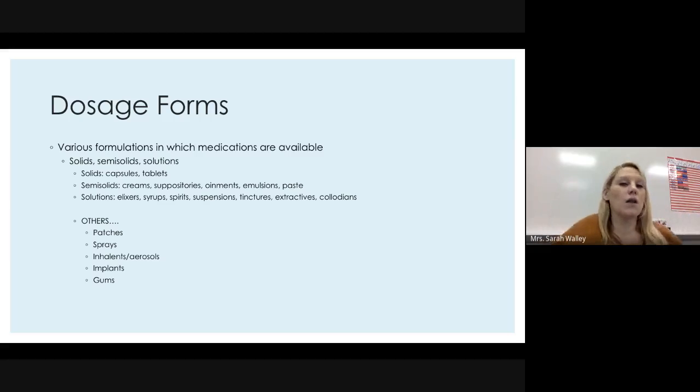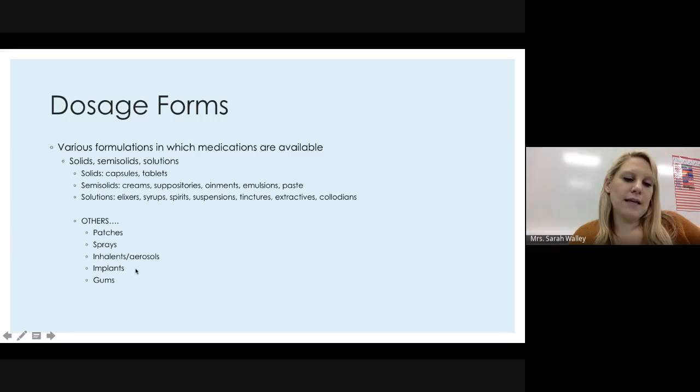And y'all are going to go through what all of this is soon in a group work here. Others: patches, sprays, inhalants, implants, and gums. So let me just break this down even easier. Basically, every time you ingest a drug, sometimes it's going to go through your stomach as a pill of some kind, so capsule, tablet, and that's going to be a solid. Others could be semi-solid, so a cream that goes on your skin. So say you get a skin rash and you get a cream, it's going to be a semi-solid.